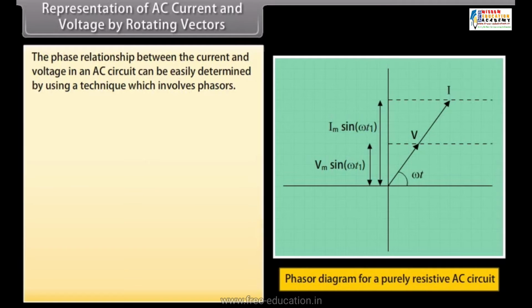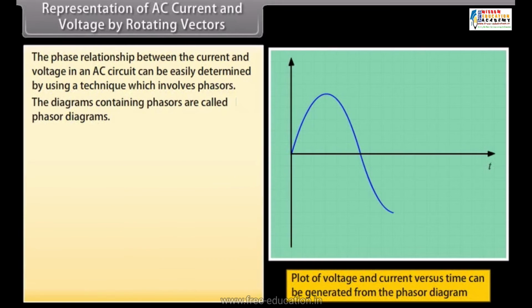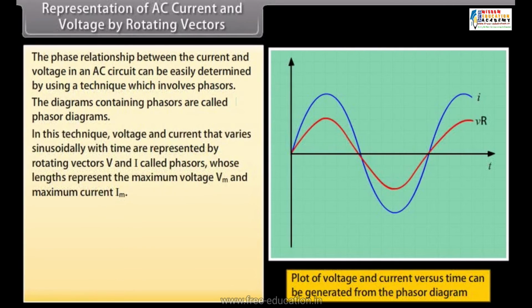Representation of AC current and voltage by rotating vectors. The phase relationship between the current and voltage in an AC circuit can be easily determined by using a technique which involves phasors. The diagrams containing phasors are called phasor diagrams. In this technique, voltage and current that vary sinusoidally with time are represented by rotating vectors V and I called phasors, whose length represent the maximum voltage Vm and maximum current Im.